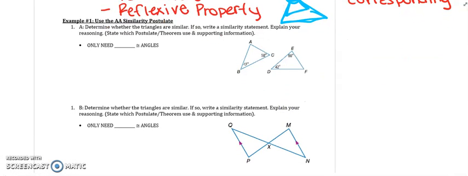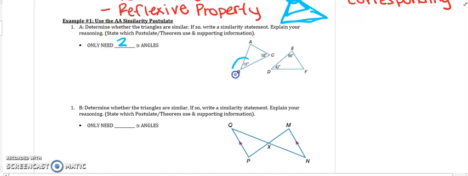Example 1, we're going to use the AA similarity postulate, so we need two congruent angles. And it says determine whether the triangles are similar. If so, write a similarity statement. Remember, that's going to have your similar symbol in it. Explain your reasoning, and then state which postulate, which hopefully the goal is to use AA. So we only need two congruent angles.